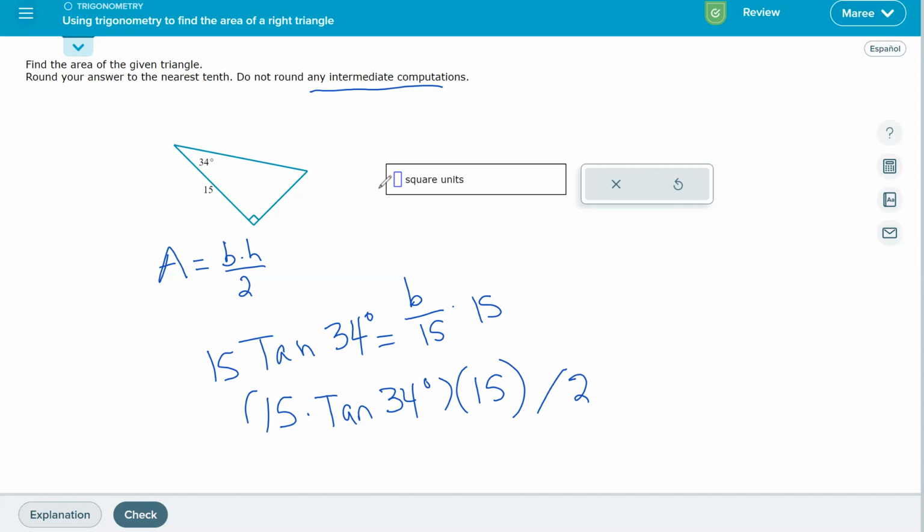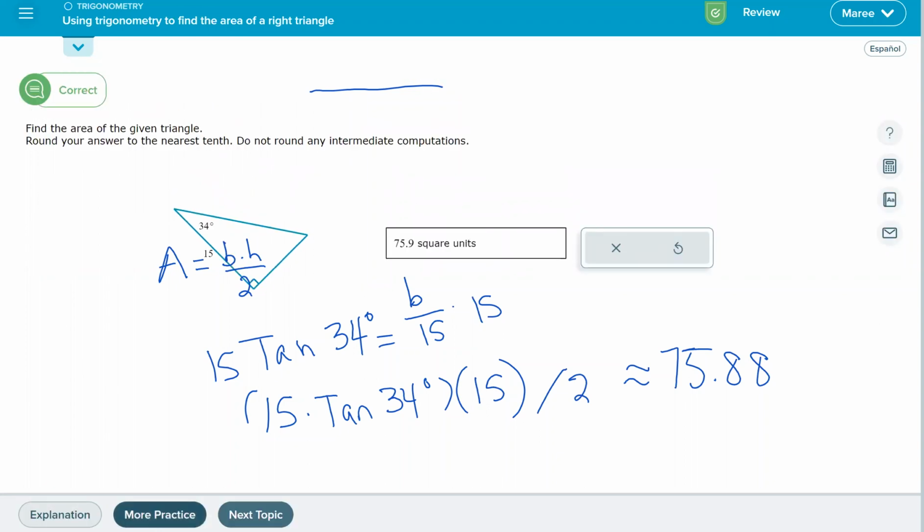And now when I round to the nearest tenth, I was given approximately 75.88. Since I'm rounding to the nearest tenth, I only wrote the first two. So we're going to type in here 75.9. We have to round up because of that second 8 there.